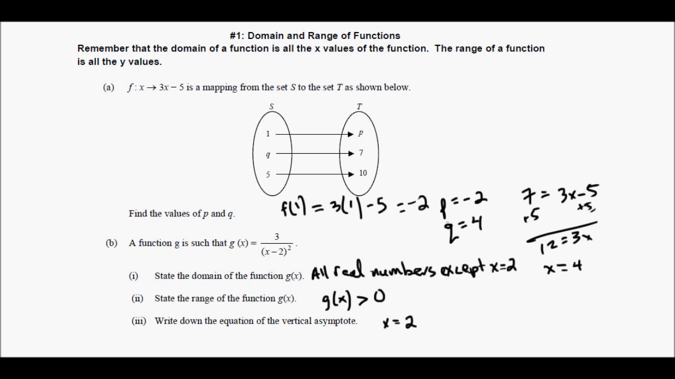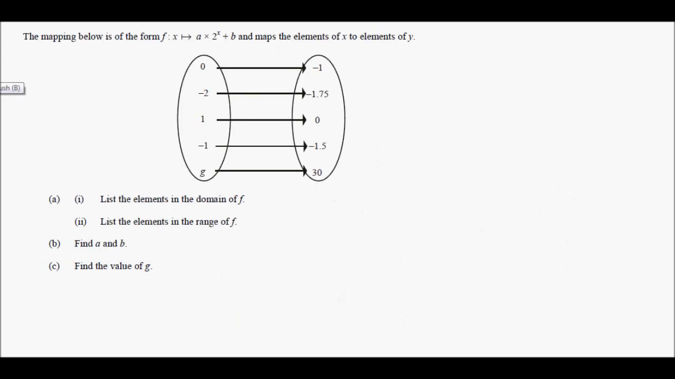Let's do another one. For this one, it says the mapping below is of the form f of x equals a times 2 to the x power plus b. So this is an exponential function, and it maps the elements of x to the elements of y. List the elements of f. Well, f is right here. Or the domain of f. The domain is right here, and the range is right here.